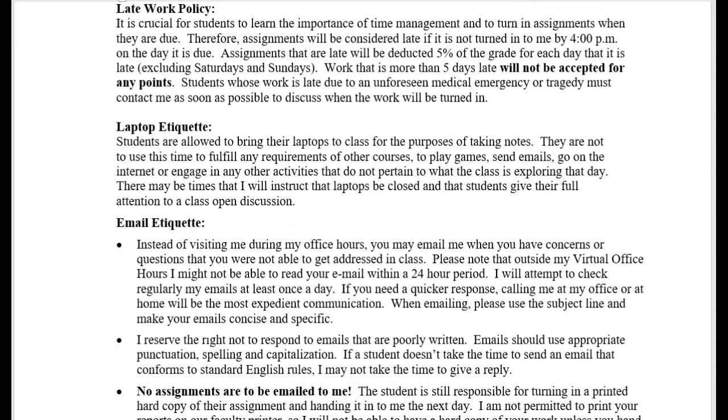I do expect laptop etiquette while you are in the class, that you are not using your laptop to distract other students while you're in the classroom. You use it for taking notes.